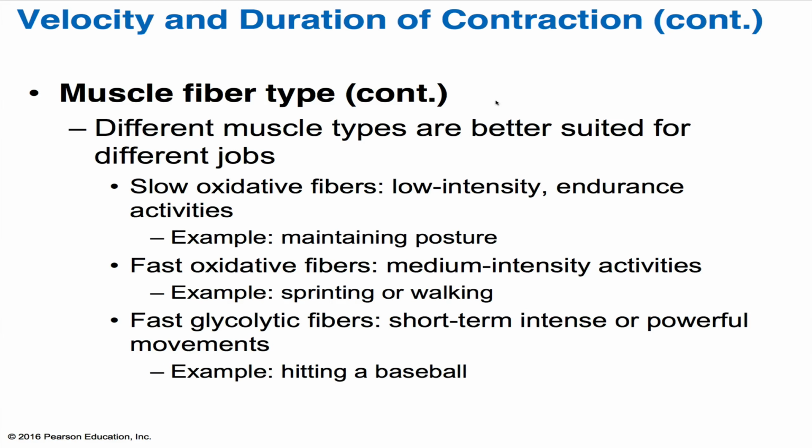Now, different muscle types are better suited for different types of jobs. Slow oxidative fibers are best for low intensity endurance activities, like maintaining posture or running a marathon, for example. Fast oxidative fibers are good for medium intensity activities like sprinting or walking. Fast glycolytic fibers are best for short-term intense or powerful movements.